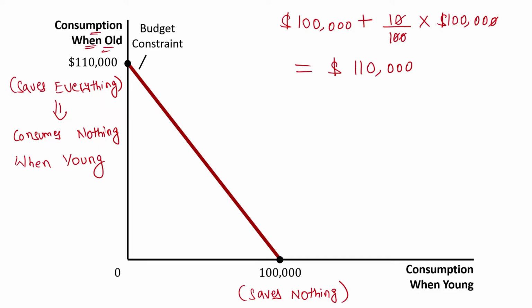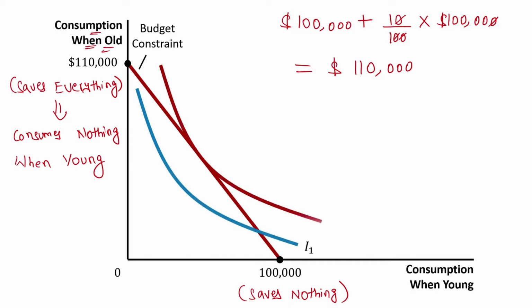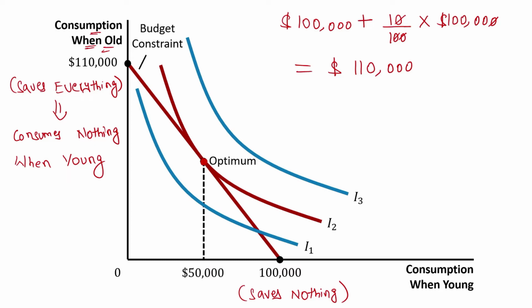Now let's use indifference curves to represent Sam's preferences for consumption in the two periods. This is I1, I2, I3. The optimum will be achieved at this point, because at this point the budget constraint is tangent to the highest possible indifference curve. That means this one. This is the optimum. At this optimum, Sam consumes $50,000 when he was young and $55,000 when old.